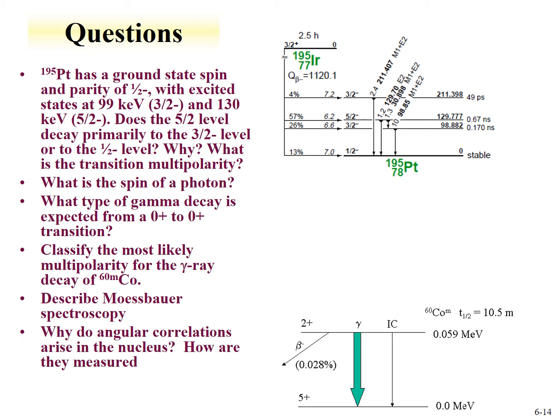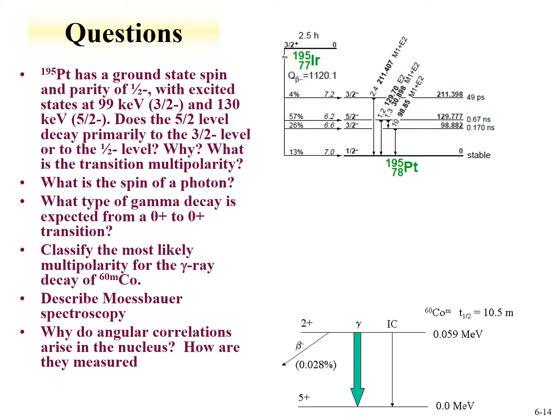Another type of question would be classification of the multipolarity of gamma ray decay, for instance what's shown here for cobalt-60m, the metastable state of cobalt. This state is a 2+ state to a 5+ state, so the transitions would be 5 minus 2, which is 3, or 5 plus 2, which is 7. The same parity, so the E's are the even and the M's are the odd transitions, so we'd have M3, E4, M5, E6, or M7 as possibilities.